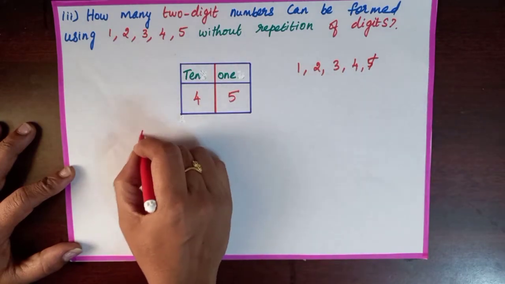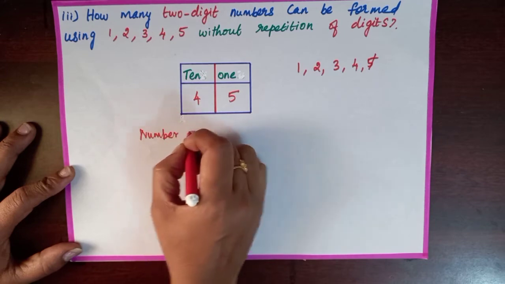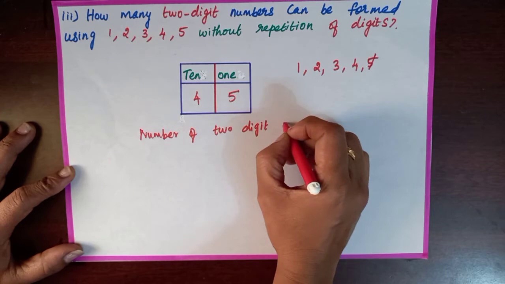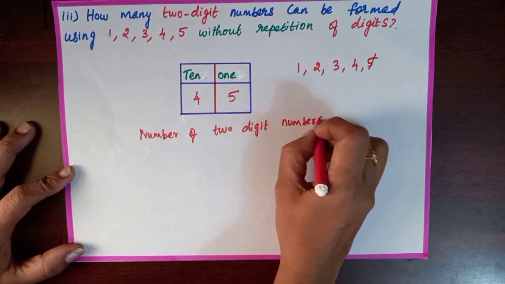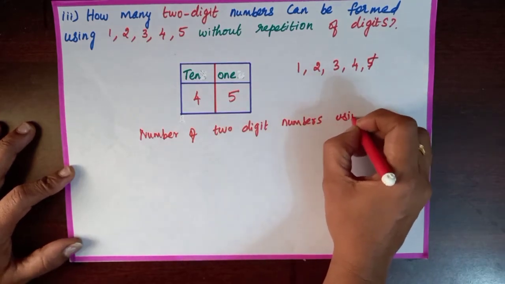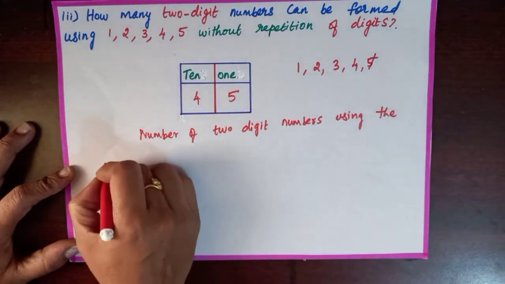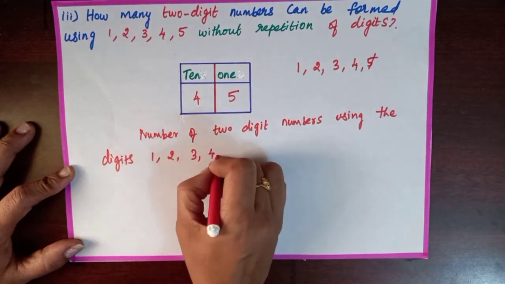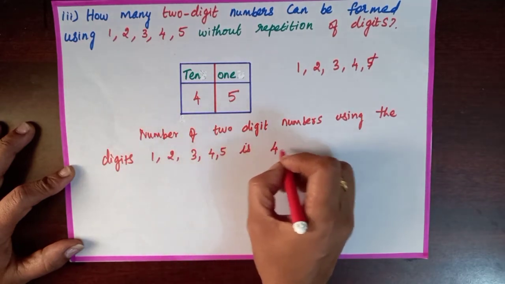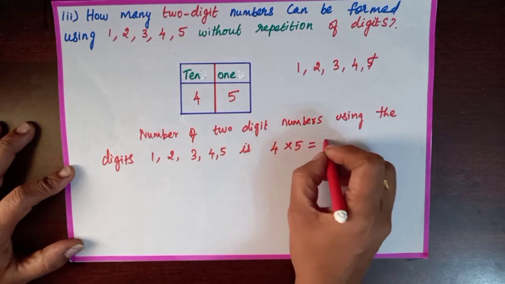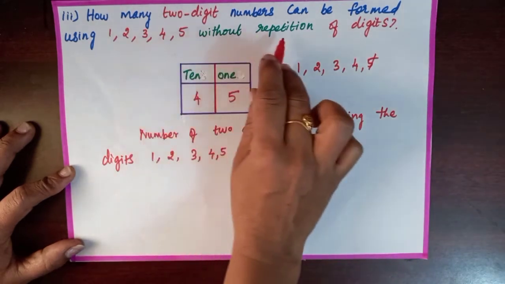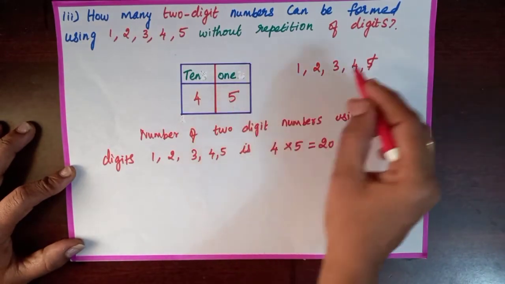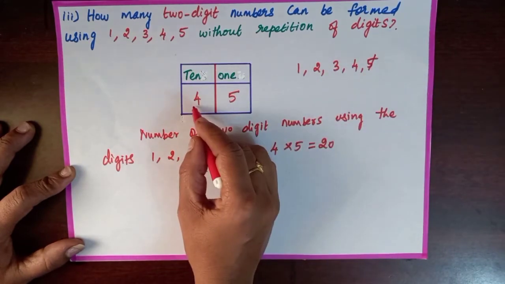So, the number of 2-digit numbers using the digits 1, 2, 3, 4, 5 is 4 into 5 equal to 20. Here the condition is without repetitions. So we have used 5 in the ones place. So we should not use the 5 in the tens place. Okay.